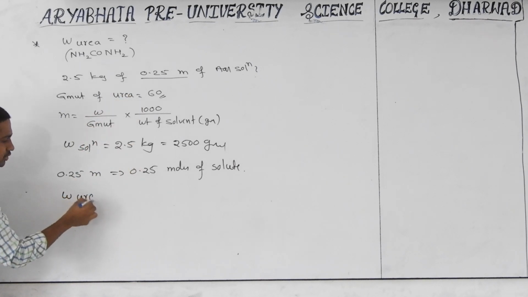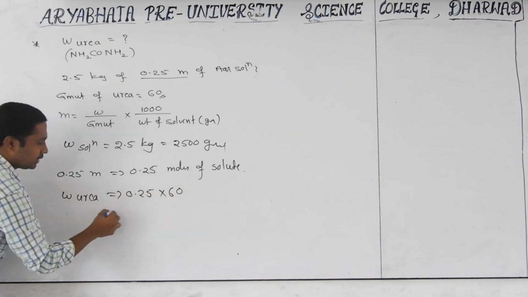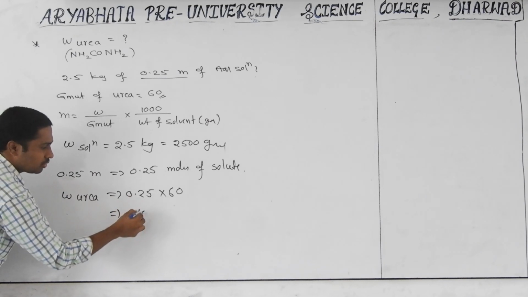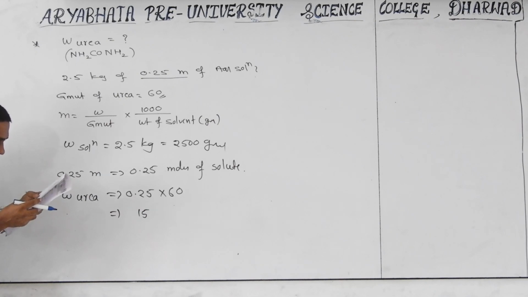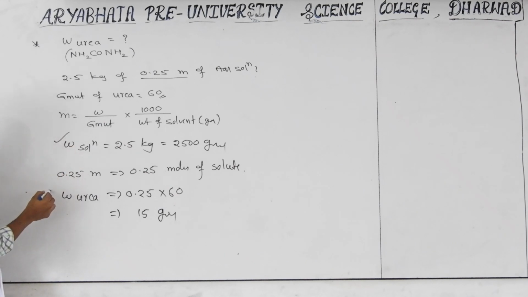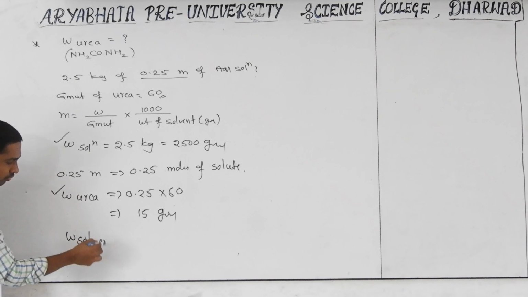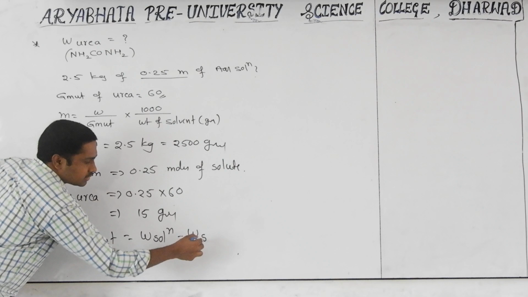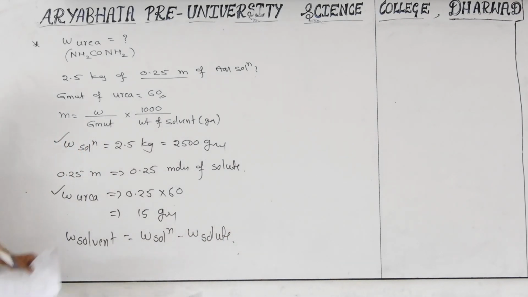Weight of urea which is present in this solution is equal to 0.25 into 60. It's coming how much around? 15 grams, I think. Yes, you check it out. It's nothing but, yes, 15 grams is coming. Okay, weight of this solution we have, weight of this solute we have, automatically weight of solvent is equal to weight of solution minus solute. Are you agreeing or not? Why? Because solution is equal to solute plus solvent.